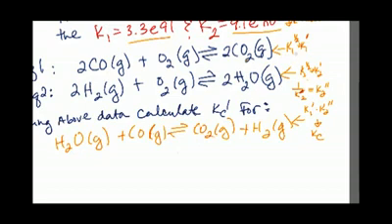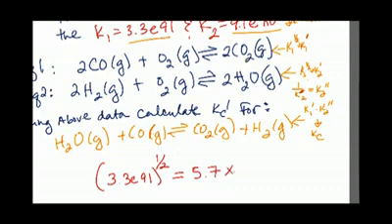Alright, so let's see it in action. So the first one, we had to take our 3.3 e to the 91 and raise it to the 1/2 power. And when you do that, you should get 5.7 times 10 to the 45th power. So that was my K1 prime.